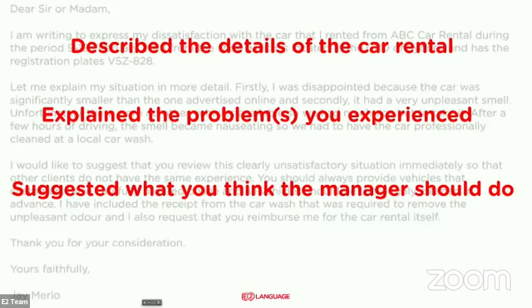In the first paragraph, I described the details of the rental car. In the second paragraph, I explained the problems that I experienced in detail. In the third paragraph, I suggested what I think the manager should do. That's why I would get full marks for task response.